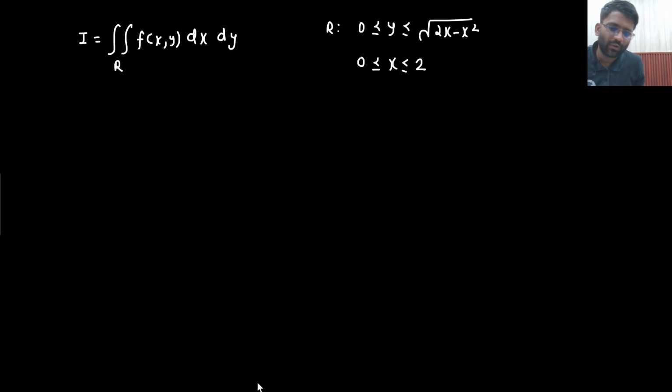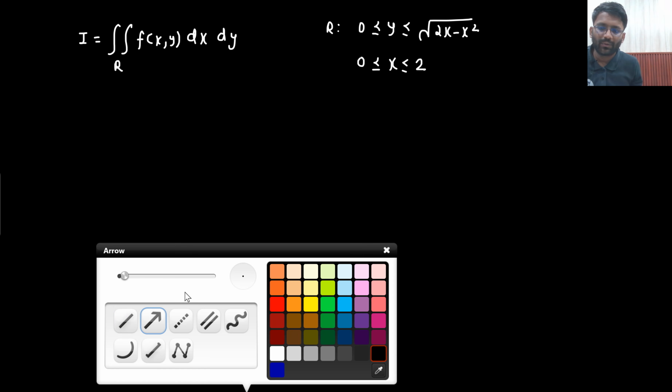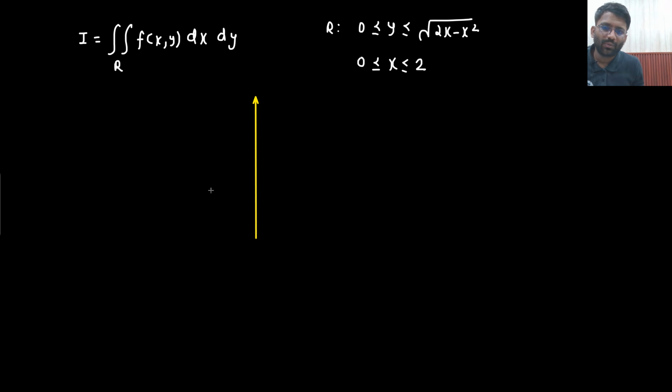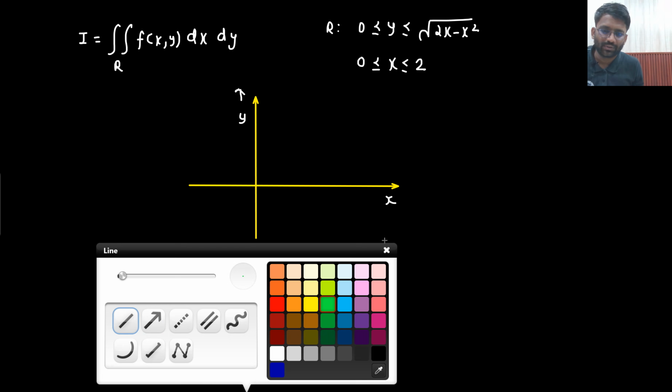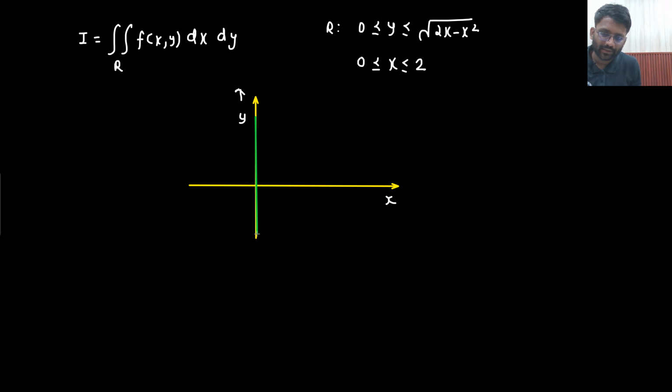So we need to draw the following curves. Which curves do we need to draw? Let's draw the easier curve first. x going from 0 to 2. What is x equals 0? What is x equals 2? That we already know. x equals 0 means the y axis. So x equals 0 and x equals 2. Then y equals 0 is the x axis.